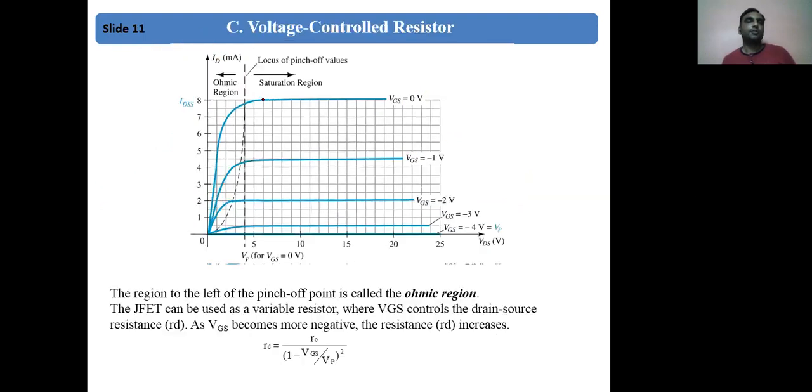Now the third portion, which is the voltage control resistor. In the previous characteristic, in this region, as you can see, as the voltage VDS increases, current increases. So as you increase the voltage, current increases. That's why it is called the voltage control resistor. As you increase the voltage, the current will increase, so you can control its resistance. So that is the voltage control resistor. This is the characteristic of the JFET.